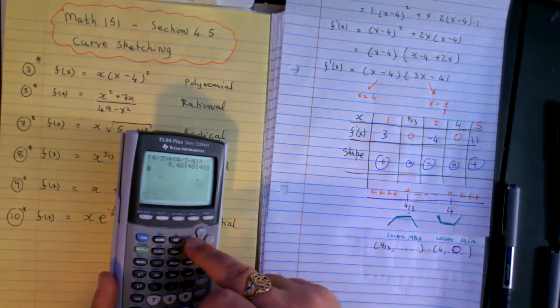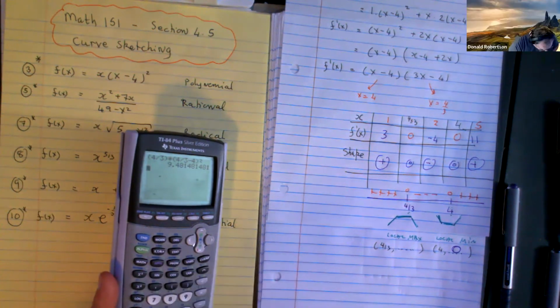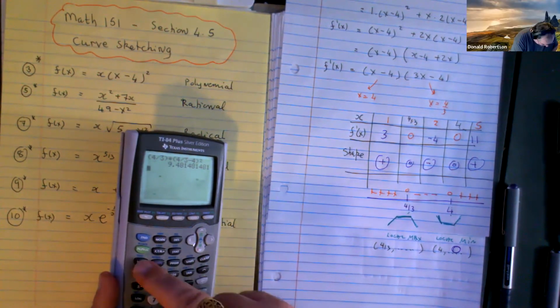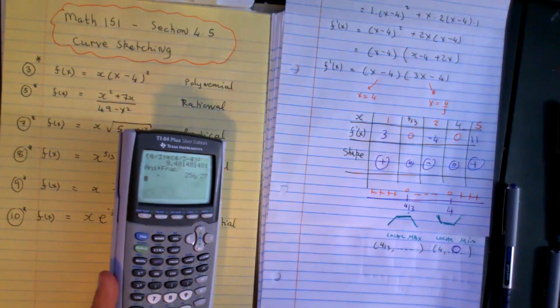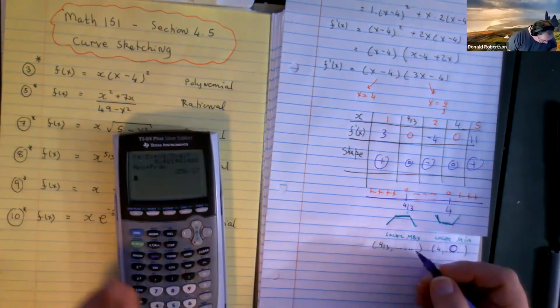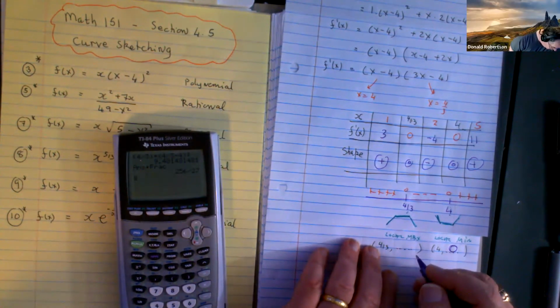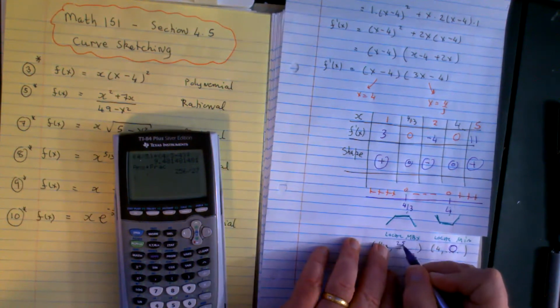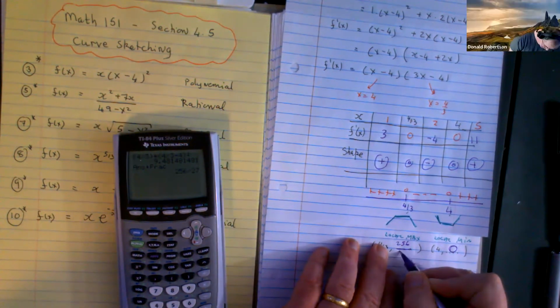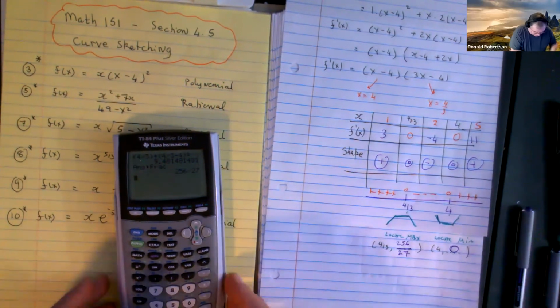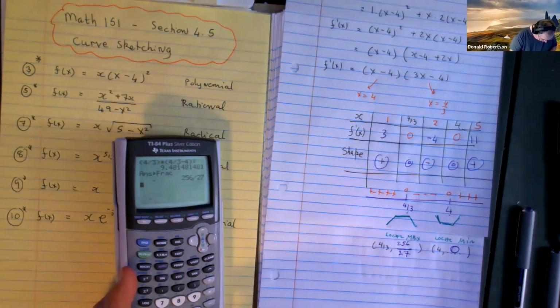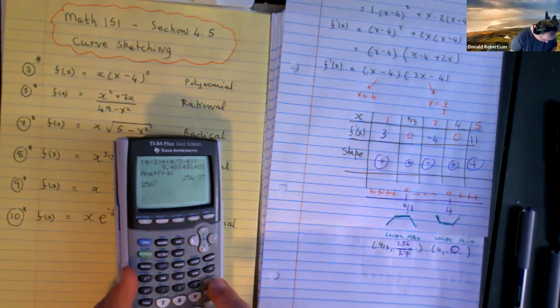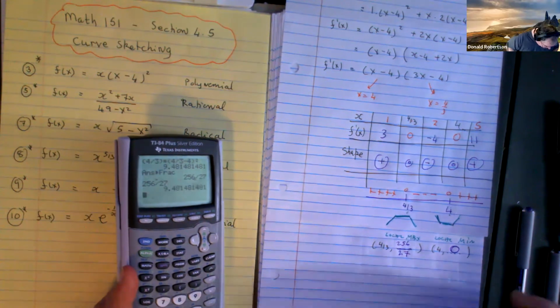Oh, I made a mistake. No, I didn't. I don't like the answer, but maybe it's a nicer fraction. Oh, okay. It's 256 over 27. So I wouldn't call that a nice fraction. Let's find out what that is as a number. 256 divided by 27. It's about 9.5.